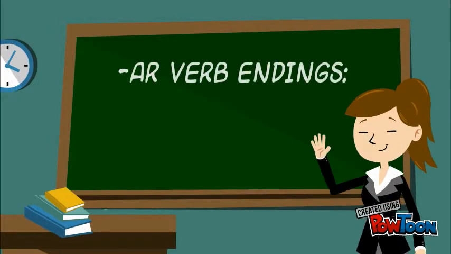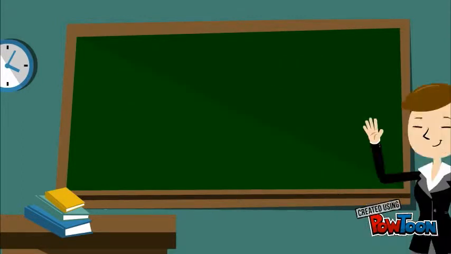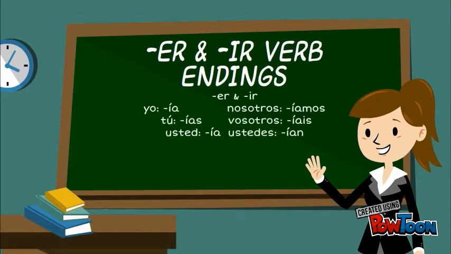The imperfect conjugations of AR verbs are -aba, -abas, -aba, -ábamos, -abais, and -aban. The imperfect conjugations for ER and IR verbs are -ía, -ías, -ía, -íamos, -íais, and -ían.